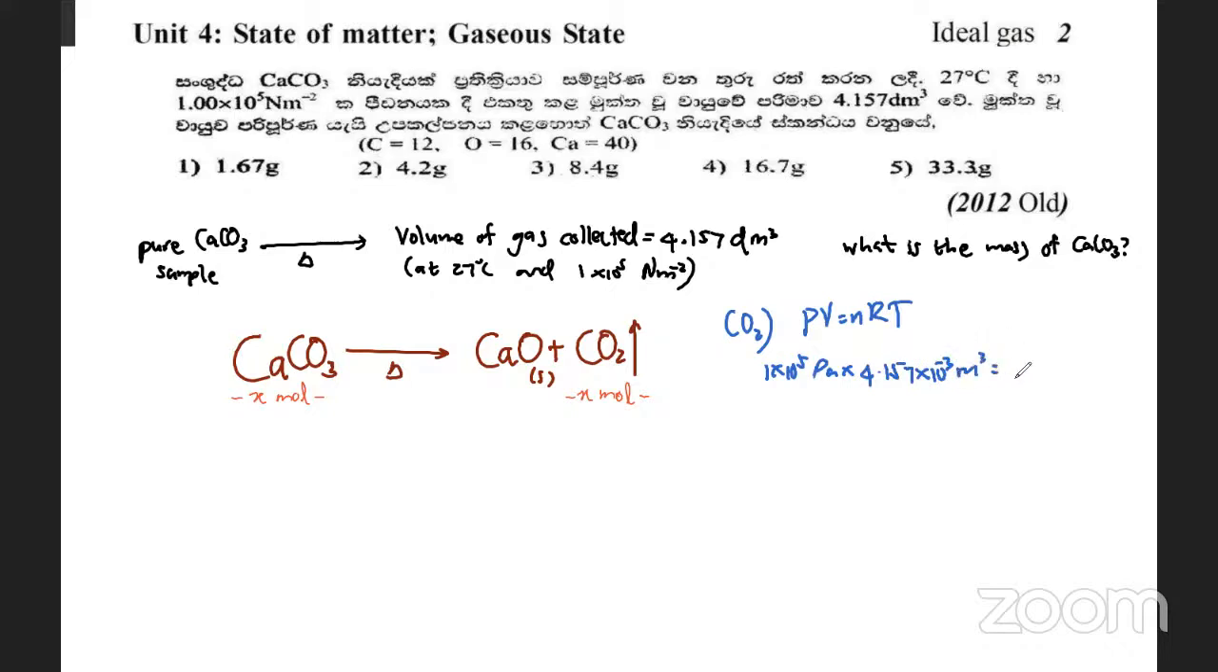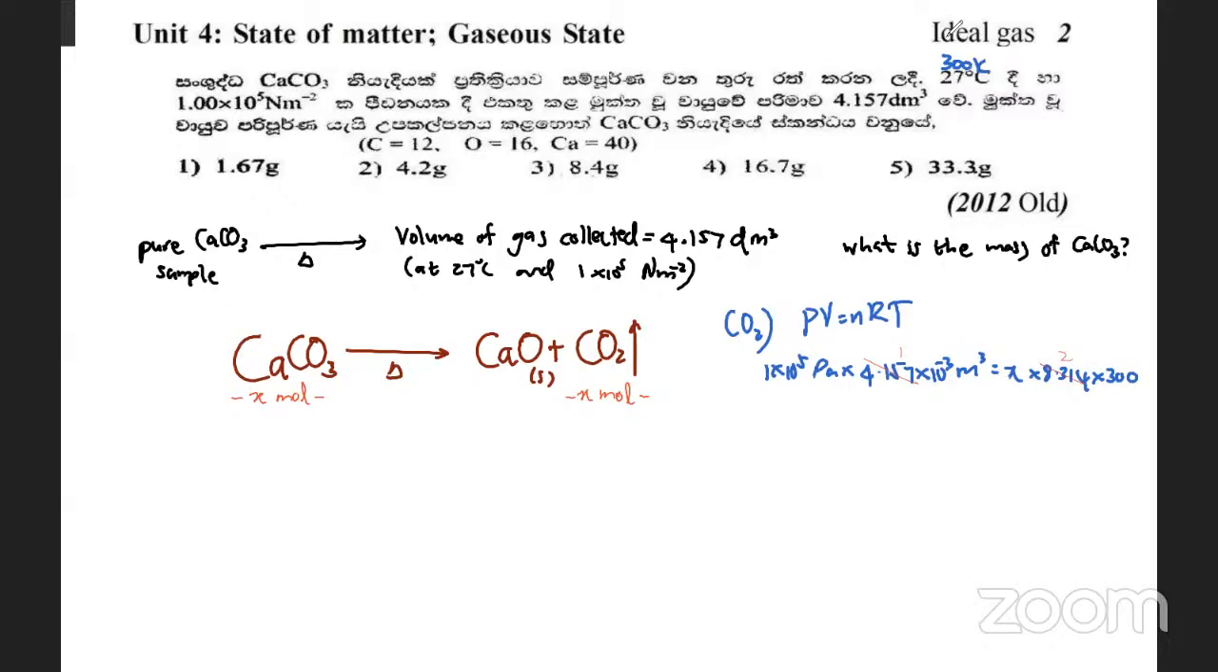Equal to number of moles of carbon dioxide, we don't know, x into R. For R this time you can put 8.314 into temperature 300 Kelvin. When you say 27 degrees Celsius, it's in fact 300 Kelvin. So this time I put 8.314 directly because of this 4.157 value, because when you simplify them, this is 2, this is 1, correct?